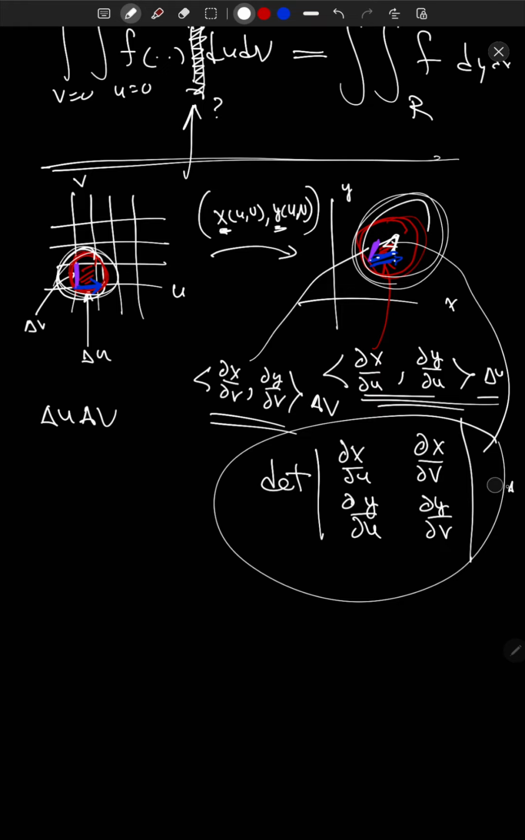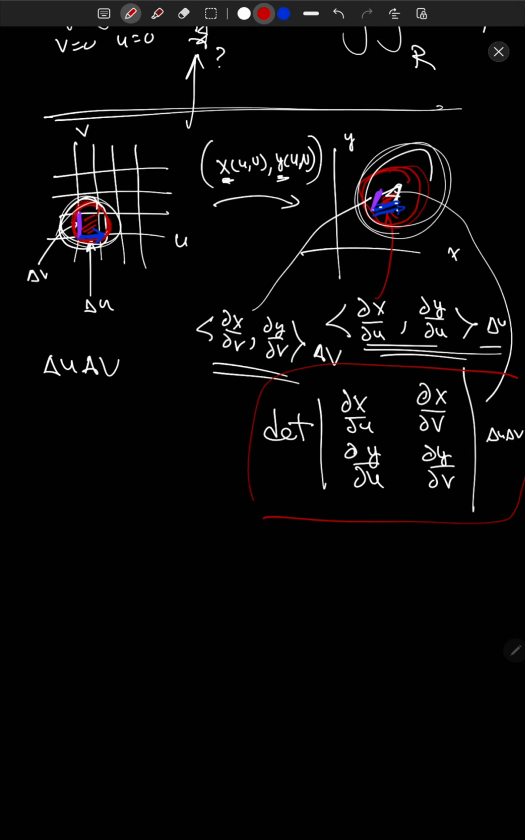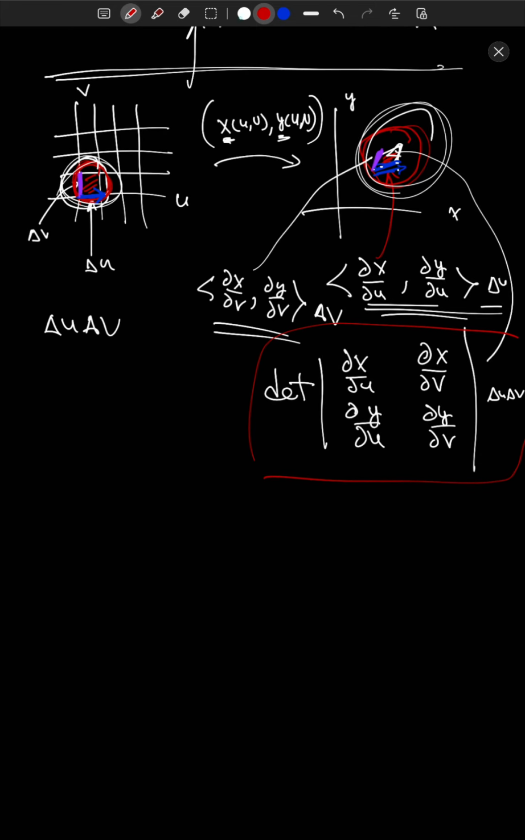Let me stick that in. Delta u, delta v. All right. So you may have guessed, right? We're going to be changing the delta u, delta v's to du, dv as we take the limit as the delta u's and delta v's go to 0. So the important thing is essentially this guy right there is our correction factor.